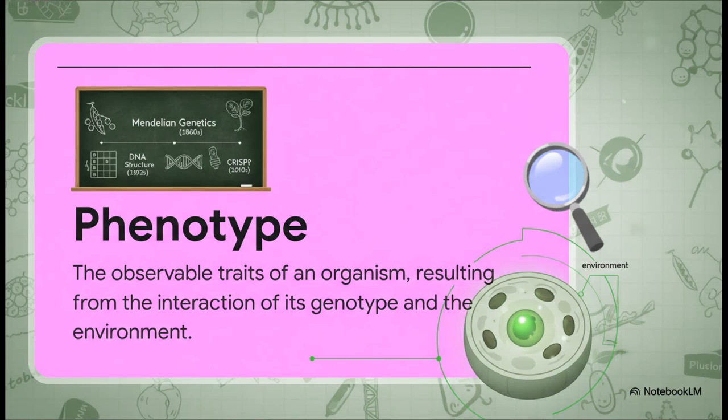Okay, so if the genotype is the blueprint, then the phenotype is the finished building. It's the observable characteristic, what the plant actually looks like, its height, its color, its yield. And this is a really crucial point. The phenotype isn't just decided by genes alone. It is always the result of the genotype interacting with the environment.